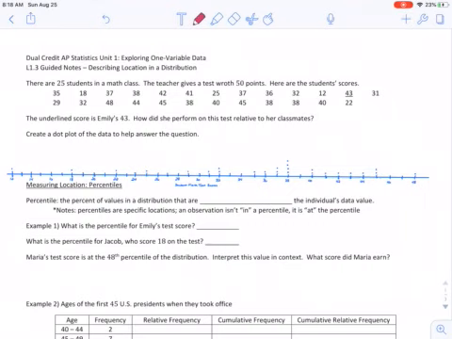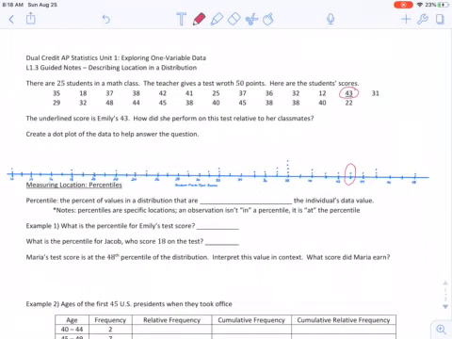So there are 25 students in a math class. The teacher gave a test worth 50 points, and these are their scores. The underlined score here is Emily's, and I want to know how she performed relative to her classmates. You could create a dot plot to answer this question, and then you'd see, oh, here's Emily's score. She did better than a lot of kids, but I would like to quantify that and be able to describe it in more precise terms.